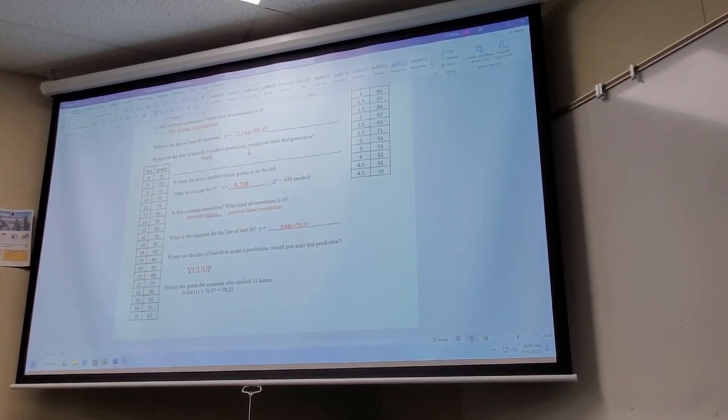Okay. Anybody ever heard of the Fibonacci sequence? Yeah. What is it? It's like 0, 1, 1, 2, 3. Yeah, so it's 1, 1, 2, 3, 5, 8, 13. So 1 plus 1 is 2. 1 plus 2 is 3. 2 plus 3 is 5. 5 plus 3 is 8.